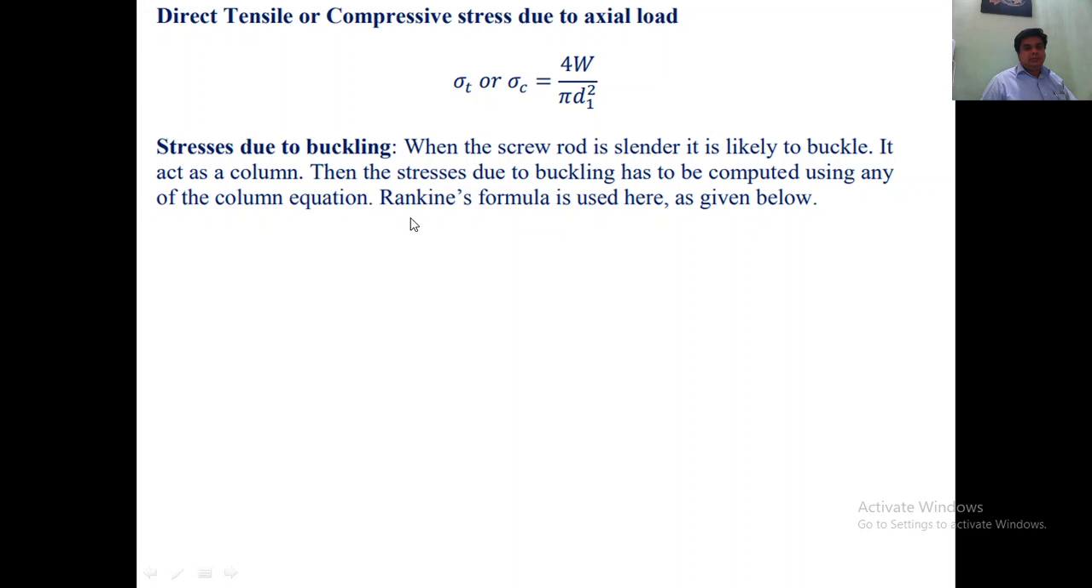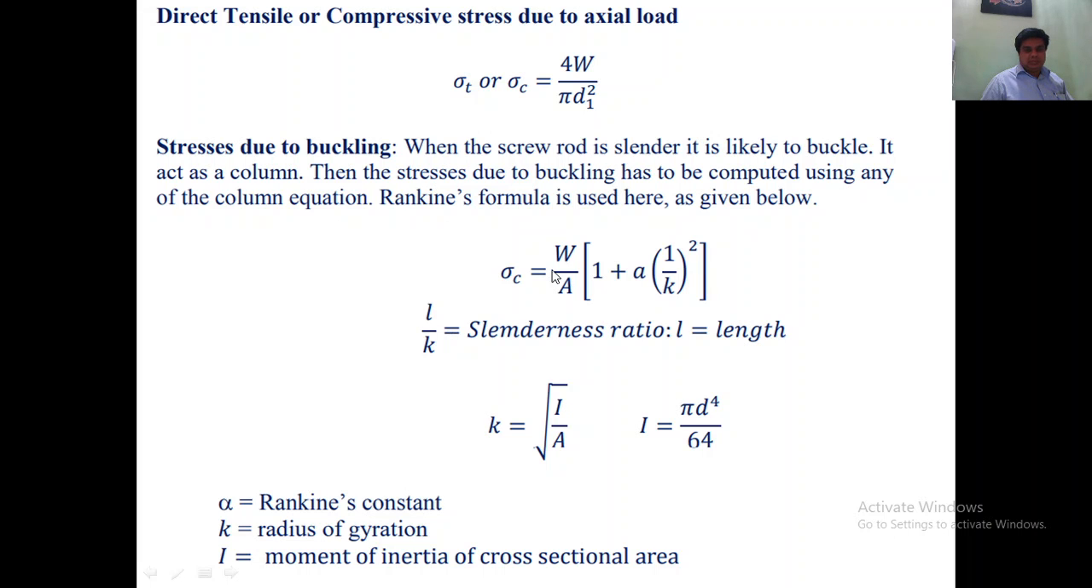Coming to buckling, we go to the buckling equation as you have learnt in mechanics of materials. So you have Rankine's formula, the slenderness ratio, the radius of gyration, Rankine's constant alpha, and the moment of inertia of the cross-sectional area. These are the equations related to buckling, which you have learnt in columns in mechanics of materials. Just remember this equation, and using all these terms we can calculate the stresses due to buckling. This is the crushing stress, or the buckling stress.